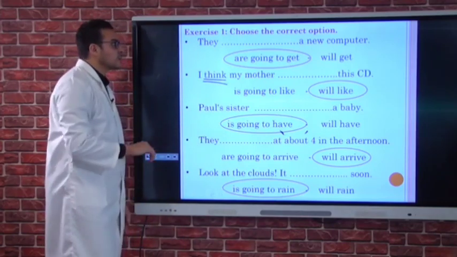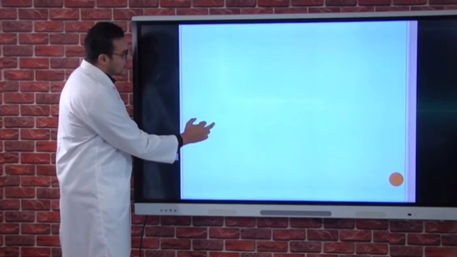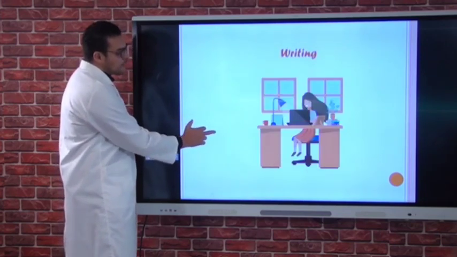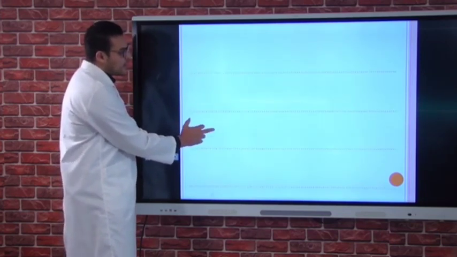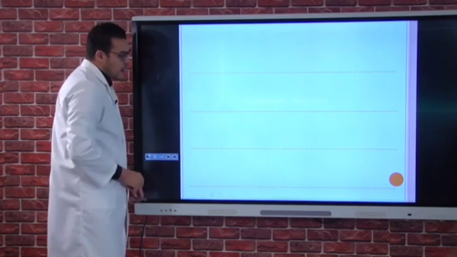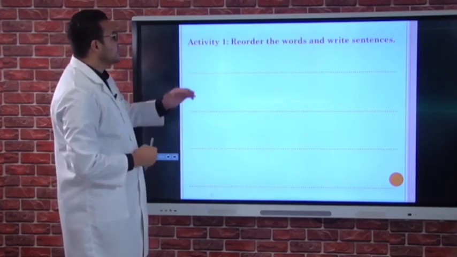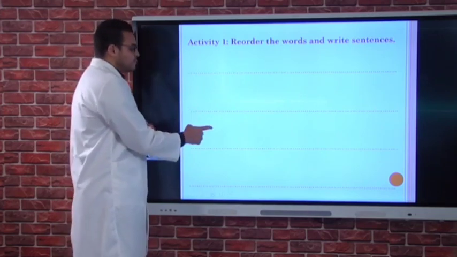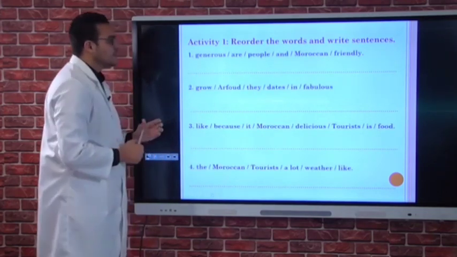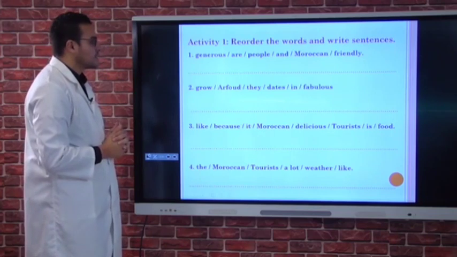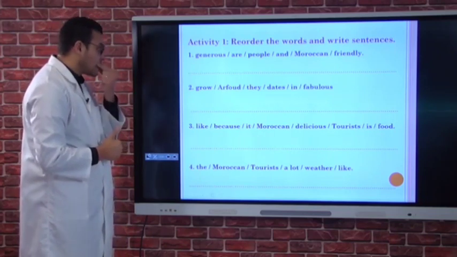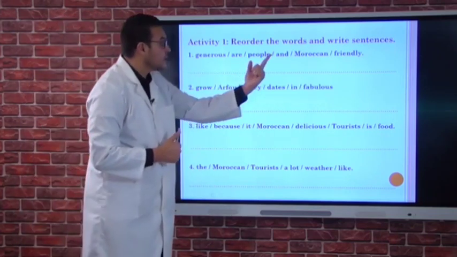So that was it for grammar. We have another activity in writing, actually, and we will finish this review. Okay, so in this activity, we have some scrambled words. We need to put them in the correct order, okay? Reorder the words to write sentences.